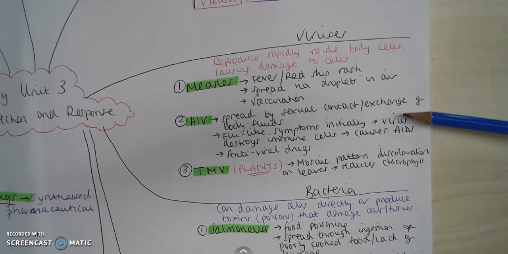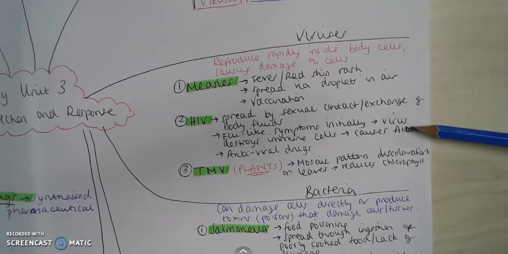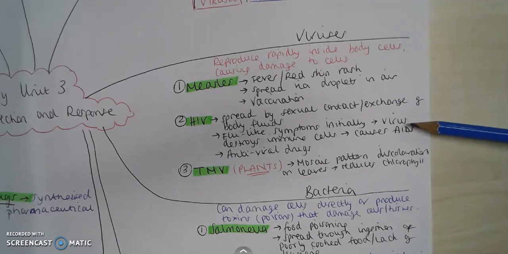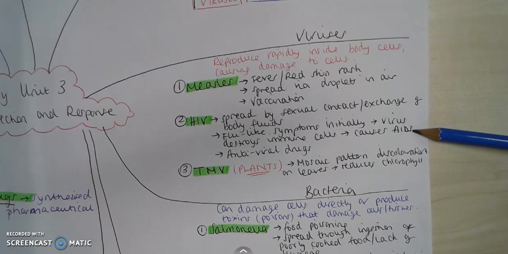HIV is another virus that can affect humans. This one is spread by sexual contact and exchange of body fluids. Initially, when people get HIV, they will have flu-like symptoms, and the virus after that slowly destroys the immune cells, particularly a special type of white blood cell. Eventually, without treatment, this can progress into AIDS.